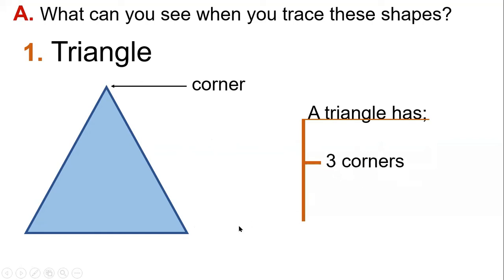Okay, also we call this a side. So this is a side. But then, how many sides do we have? We have 1, 2, and 3. So a triangle has 3 sides. Okay, I hope that is okay. So when we say a triangle, it means that it has got 3 corners and it has got 3 sides. Very good.